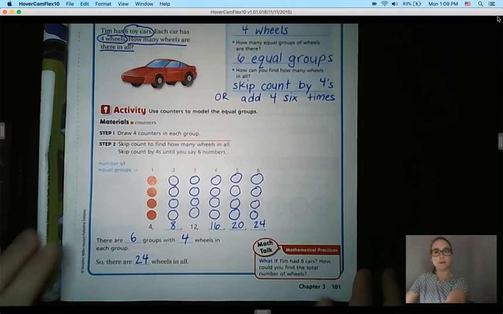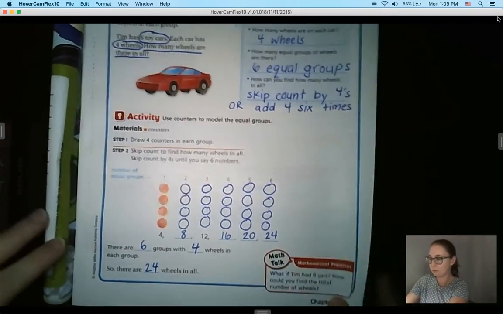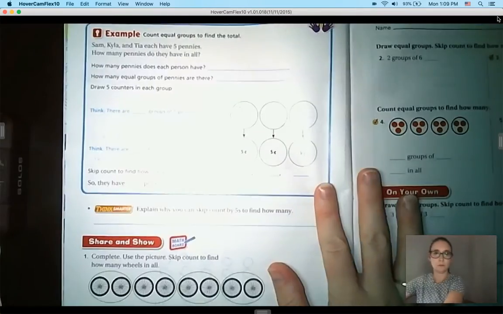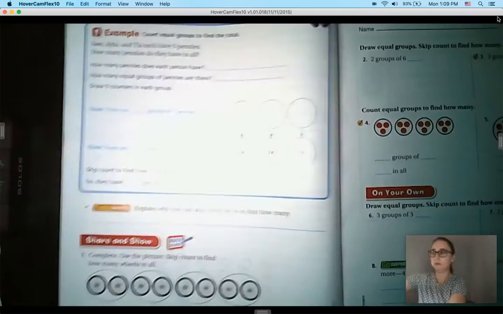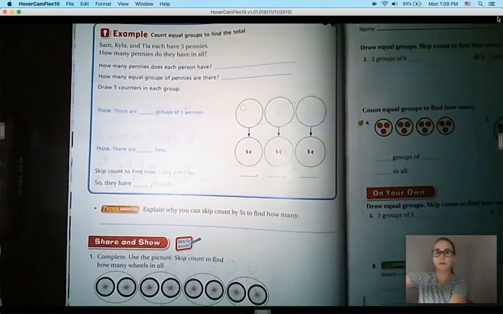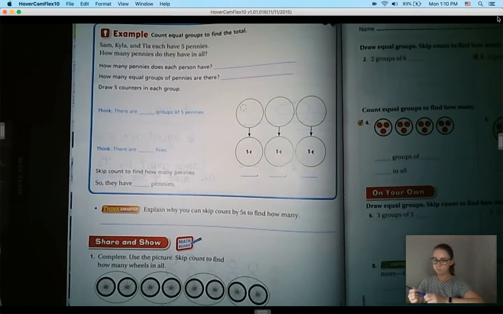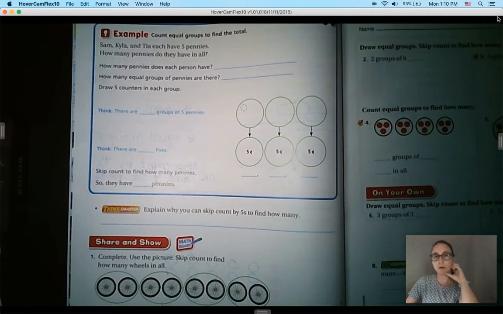Okay, so that was our unlock the problem. Now we're going to continue on, go to the next page. Now this is an example. We're going to do what we did with unlock the problem, and we're going to make sure we're underlining and circling what we need and what we have.